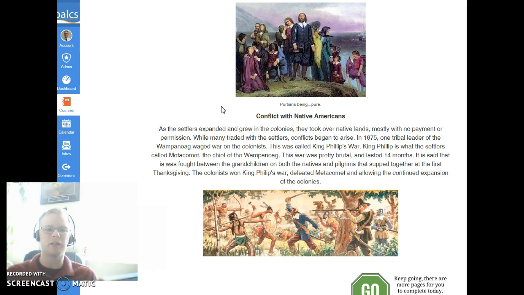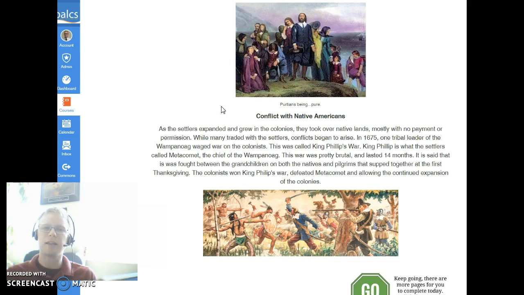Basically, as the settlers expanded and grew in the colonies, they took over Native American lands. Usually for no payment, they just sort of moved in and took it. While many Indians traded with the settlers, conflicts still arose because they were taking their land. In 1675, one tribal leader of the Wampanoag waged war on the colonists. This was called King Philip's War. King Philip is what the settlers called Metacome, who was the chief of the Wampanoag. The war was pretty brutal, and there are a lot more details than we go into in this course. But the short of it is it lasted 14 months, and the colonists won.